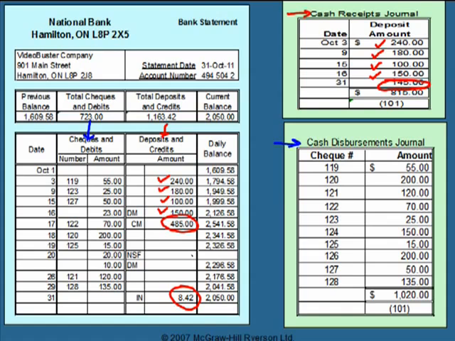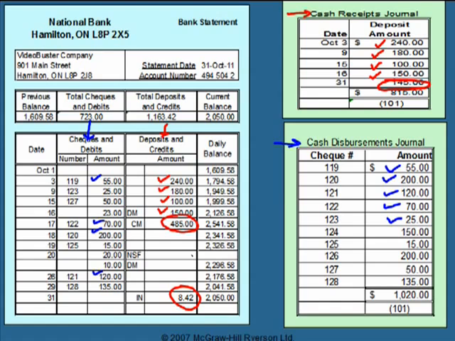So we're going to look for check number 119 for $55, and I see that it's in both places, so I'm going to put a check mark by them. Check number 120 for $200 is in both places, so I'm going to put a check mark by them. Check number 121 is in both places, so I'm going to put a check mark by them. Check number 122 for $70 is in both places. Check mark by them.